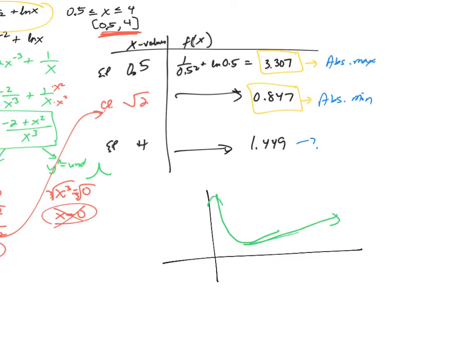And the values that we were looking at, 0.5, radical 2, and then 4 somewhere over here. So let's make sense of this. My absolute maximum here is the highest point on the graph.